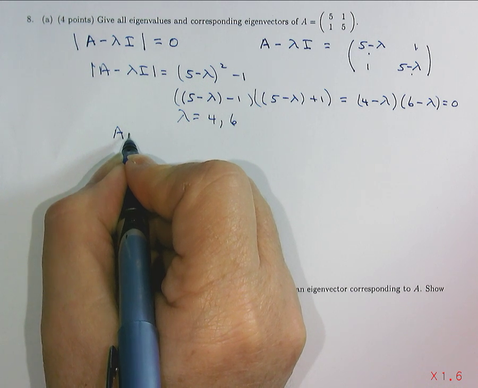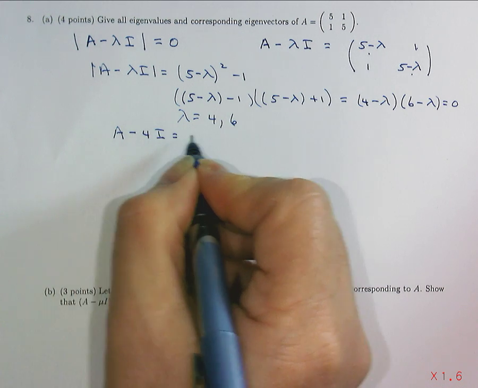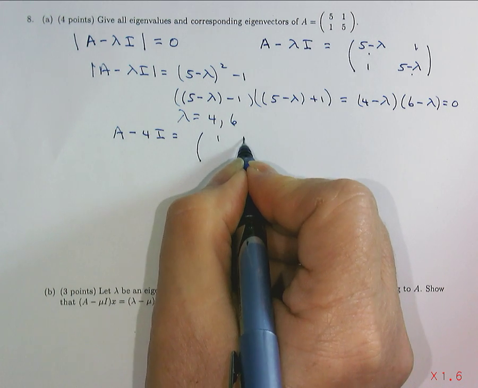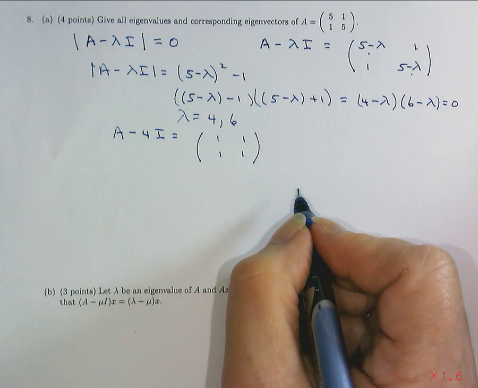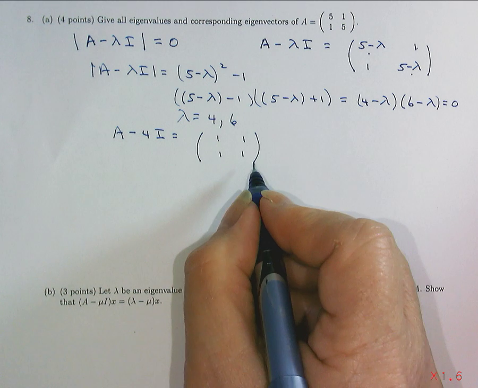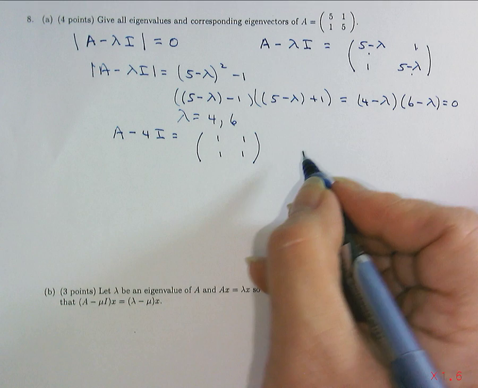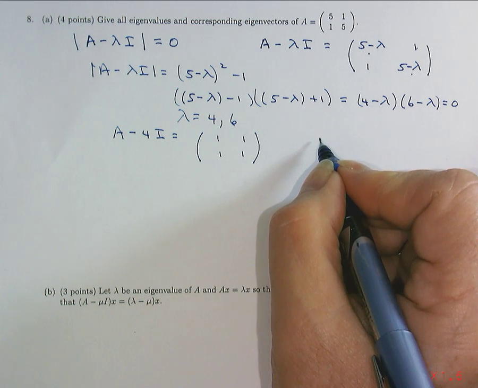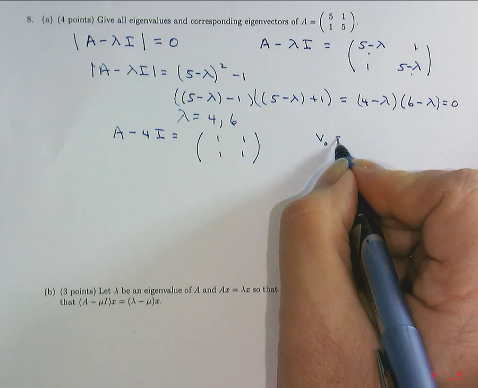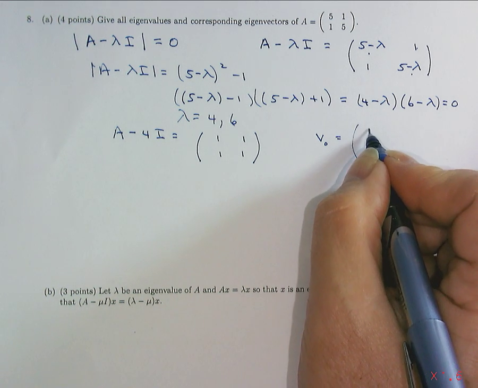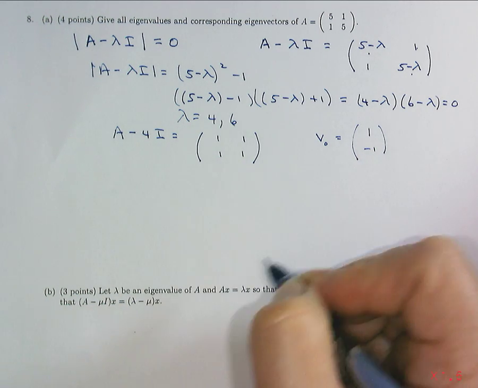Now to find the eigenvectors, we're going to look at the null space of A minus lambda times the identity. So A minus 4 times the identity is the matrix 1, 1, 1, 1. The null space of this would be the vectors that when we multiply A minus 4 times the identity times the vector, we get 0. Just inspecting it, we find that a vector in the null space of this one would be 1, negative 1, since this matrix times 1, negative 1 does give us the 0 vector.